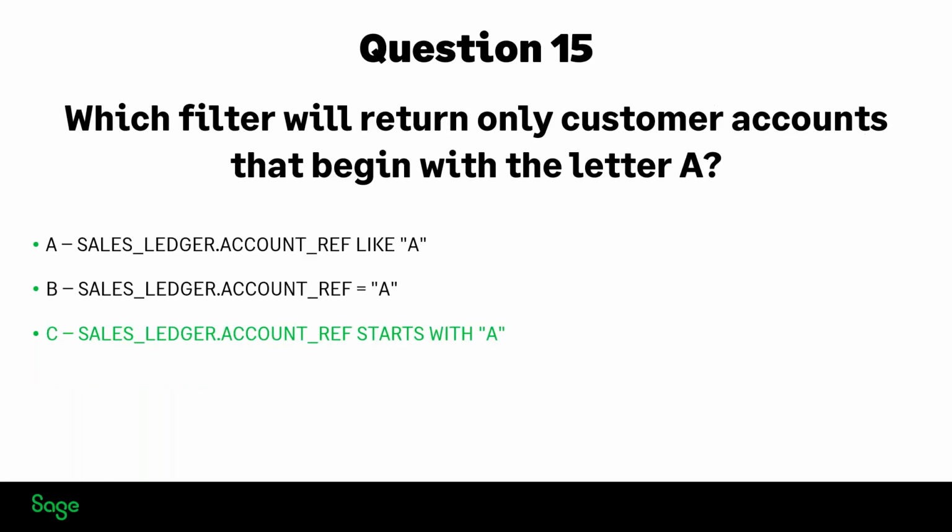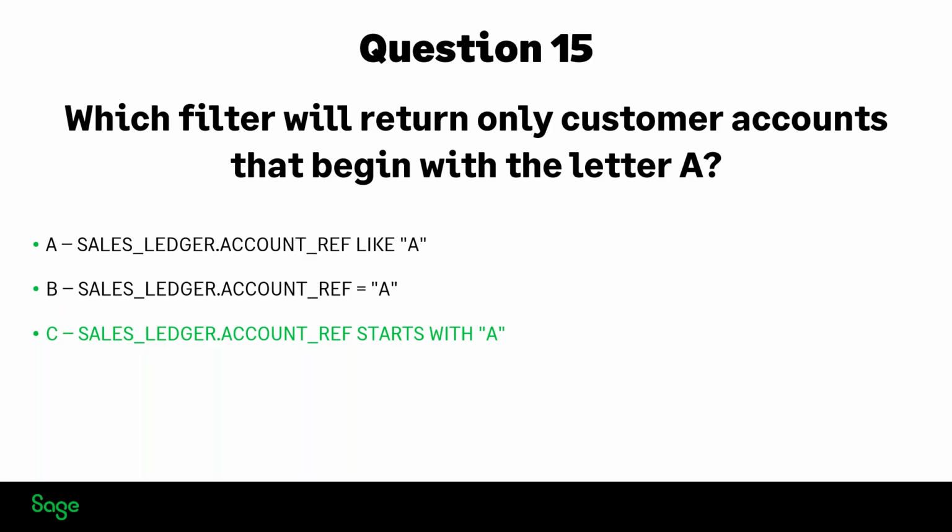And then the final answer of round 3, which filter will return only customer accounts that begin with the letter A? Pleased to say everyone got this one right. It wasn't a red herring. It is an actual valid answer, and it's sales ledger account ref starts with A. You could have gone down the other route as well if you'd used wildcards. Now, I haven't touched on wildcards in this series. Again, starting to get a bit more advanced, but there are other options. Starts with A is a nice simple solution.